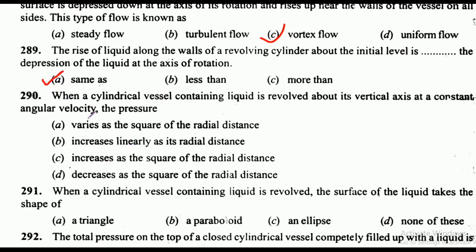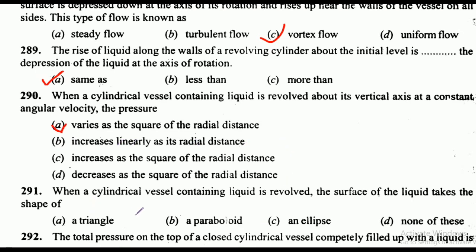Okay. Next is, when a cylindrical vessel containing liquid is revolved about its vertical axis at a constant angular velocity, the pressure. Here friends, these are the options and here the correct answer is option A, that is varies as the square of the radial distance.